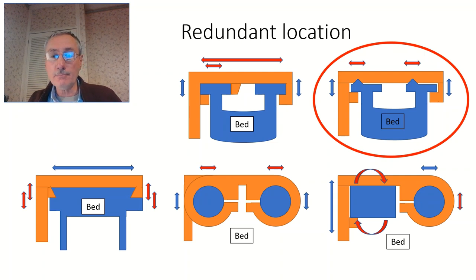Now, you might think from all of this that redundant location is something to be avoided at all costs. And that would be my natural instinct, is to avoid it. But if you look carefully, you will find lathes which do have redundant location of the saddle on the bed and also the tailstock on the bed.